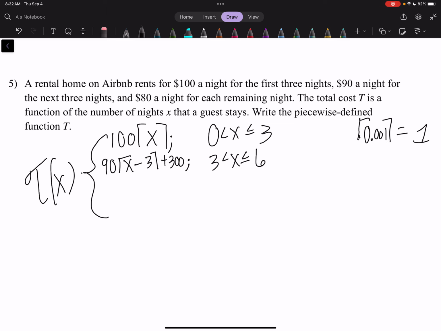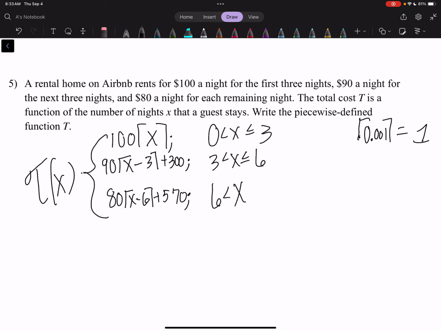$80 a night, x minus 6. At this point, I have spent 6 nights. I'm going to plug this into my second equation. 6 minus 3 is 3, times 90 is 270, plus 300 is 570. And this is any night after 6.